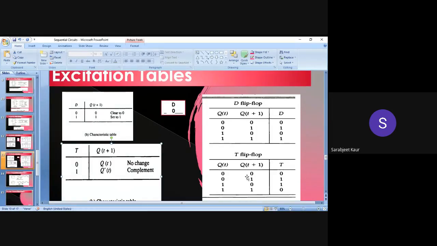So, when I want a 0, I look at the previous output. It is the same. So, what condition will apply? No change. So what will I give in T? I will give a 0. Similarly for the last row, that is 1-1, no change condition. What will I need to give? I will need to give T equal to 0.